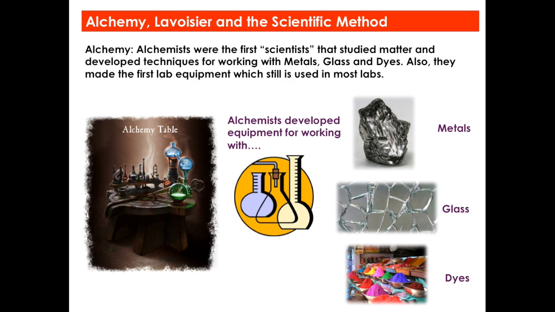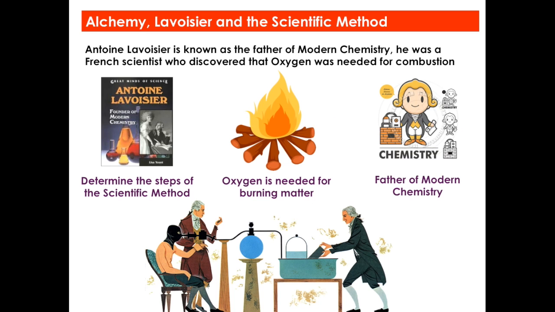Alchemy, Lavoisier, and the scientific method. Alchemists were the first scientists that studied matter and developed techniques for working with metals, glass, and dyes. Also, they made the first lab equipment, which is still used in most labs. Antoine Lavoisier is known as the father of modern chemistry. He was a French scientist who discovered that oxygen was needed for combustion, and he also determined the first steps of the scientific method.